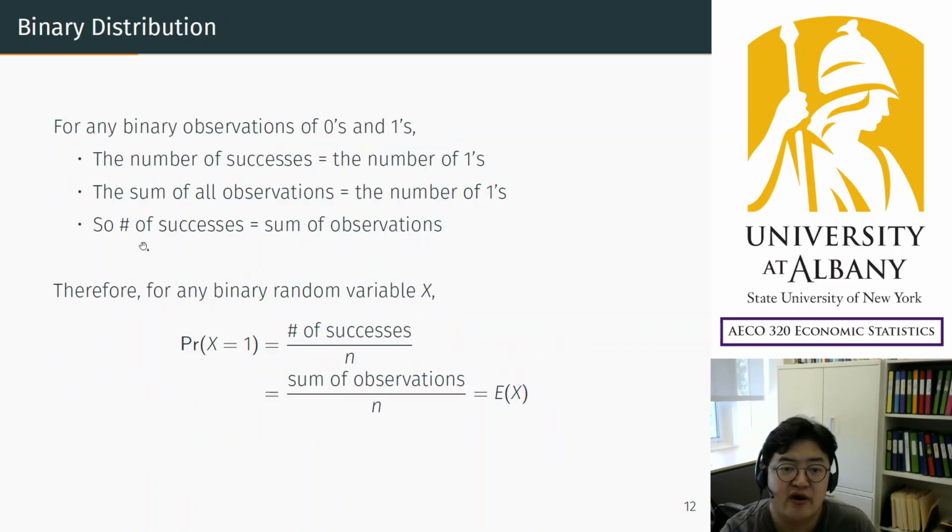So you have to observe this. The number of successes equals the summation of those ones and zeros, right? The sum of the observations must equal the number of ones. And the number of successes is the number of ones by definition. So as a result, they should always be the same, right? So for probability and expectation, basically what you are doing is counting ones, counting successes. So they are always the same.